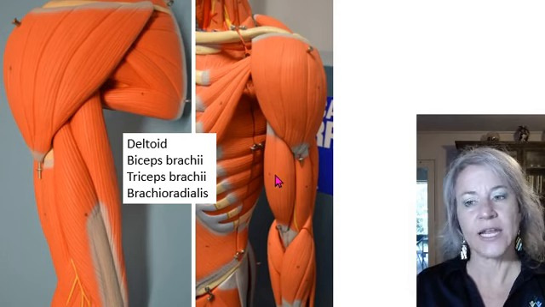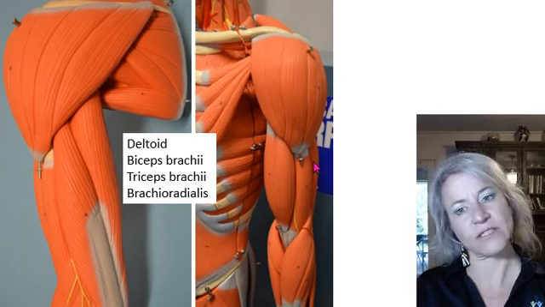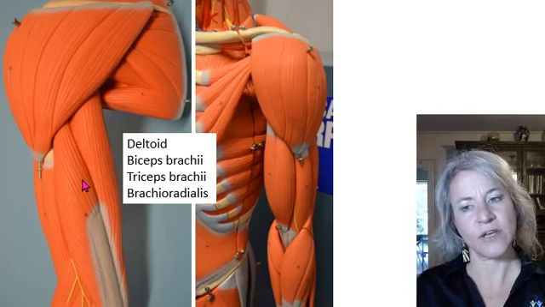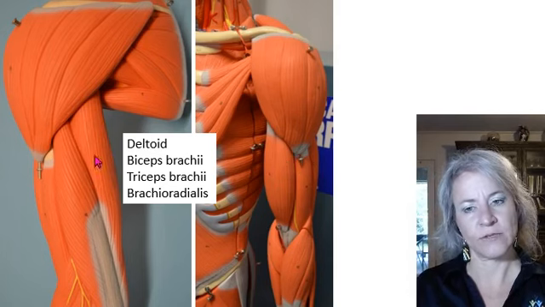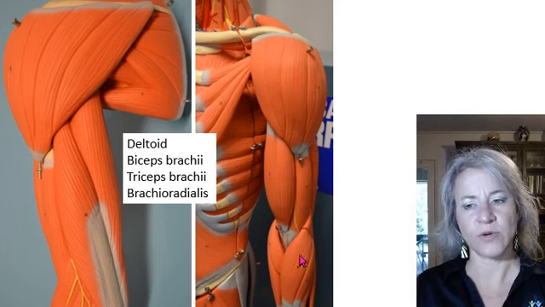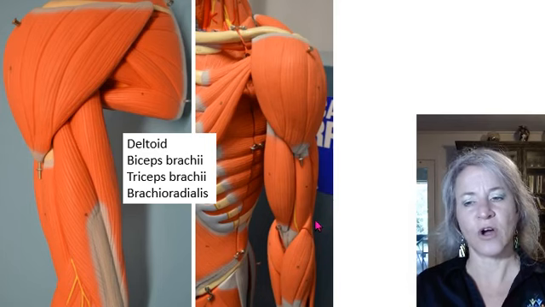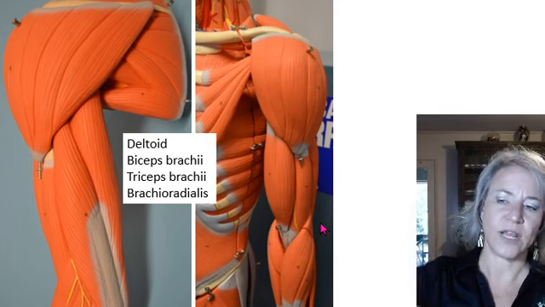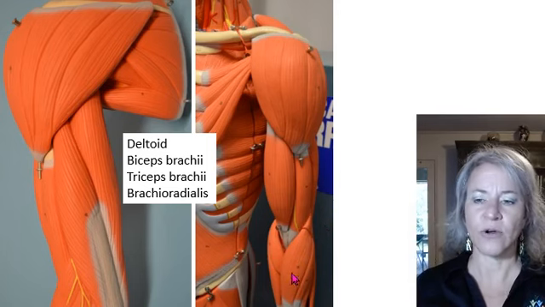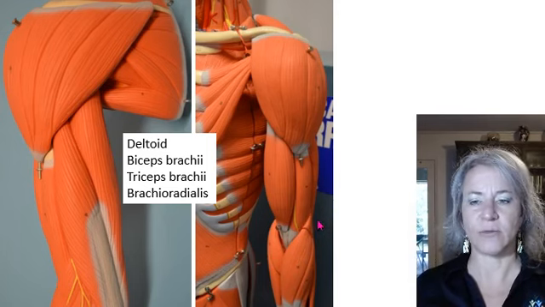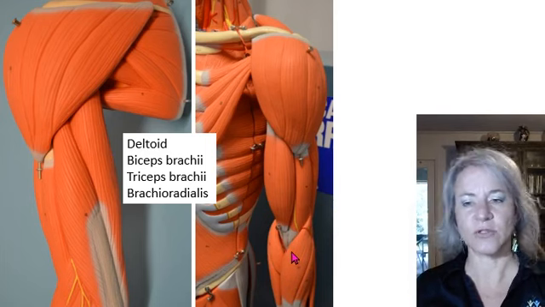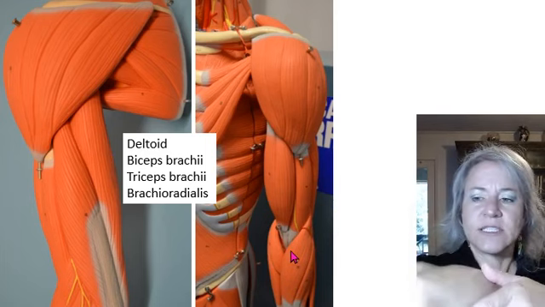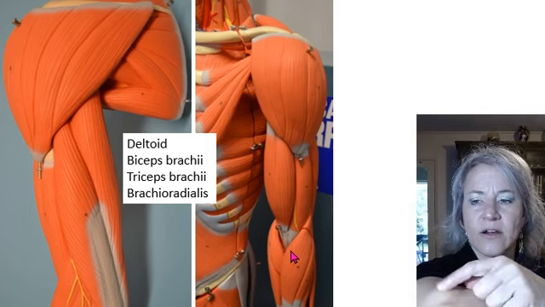Okay, right here. Now, in the back of the arm, that's going to be the triceps brachii. This muscle in the back of the arm. And then one more muscle, this one right here, it goes from the arm and then it kind of curves around to the radius. Brachioradialis, this muscle right here, brachioradialis, from the arm to the radius. And so it's this muscle right here.